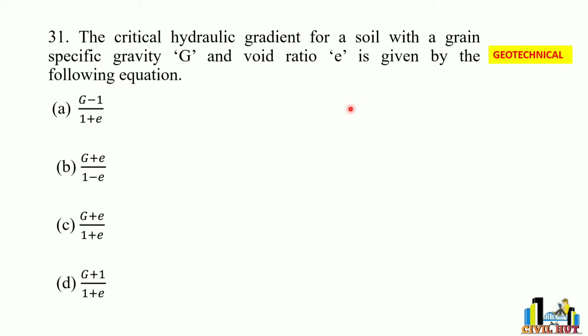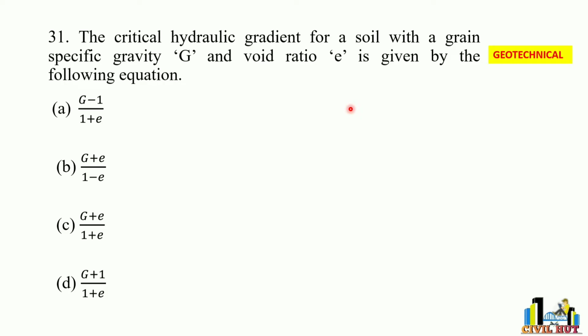The 31st question: the critical hydraulic gradient for a soil with grain specific gravity G and void ratio E is given by the following equation. This is from geotechnical engineering. Option A, G minus 1 by 1 plus E. Option B, G plus E by 1 minus E. Option C, G plus E by 1 plus E. Option D, G plus 1 by 1 plus E.